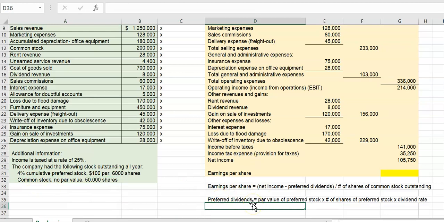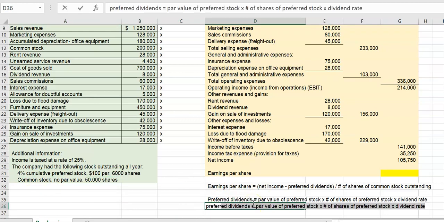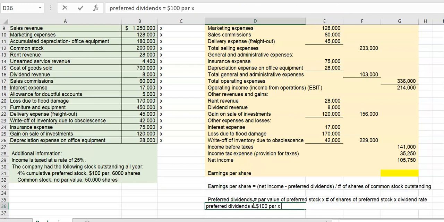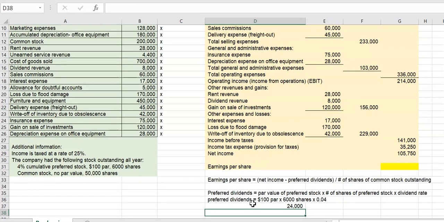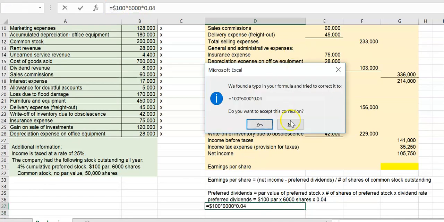So the preferred dividends are calculated in this example as $100 par times 6,000 shares times a dividend rate of 4%. Okay, so what does that mean? 100 times 6,000 times 0.04. That means preferred dividends are 24,000, and this is a dollar amount.